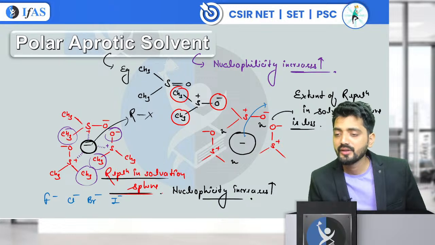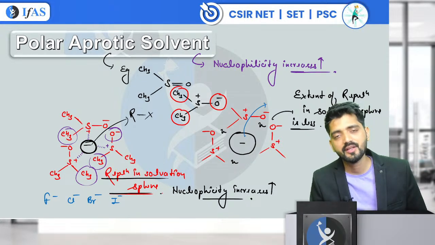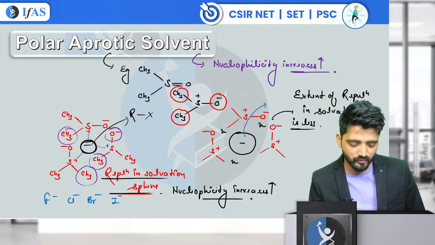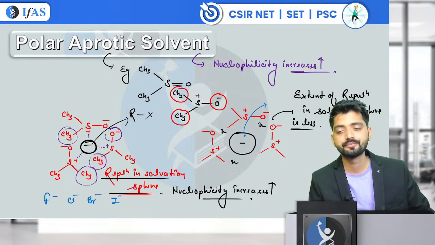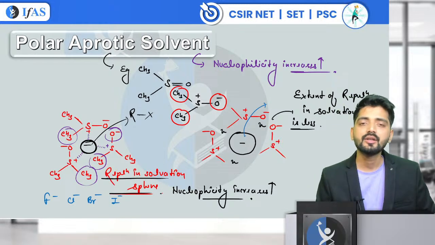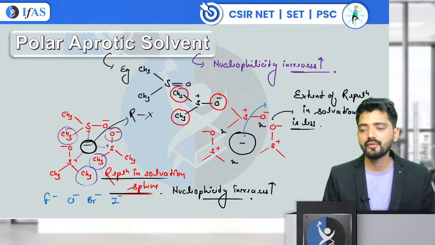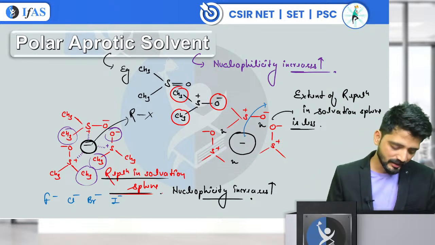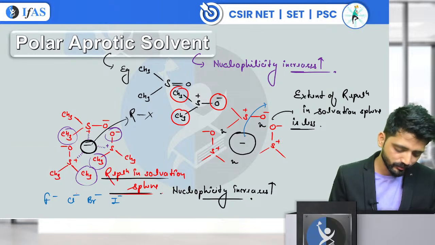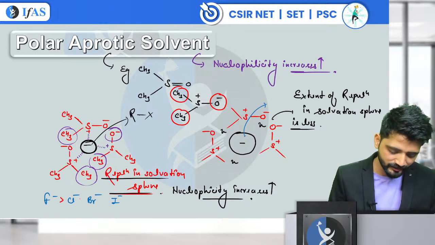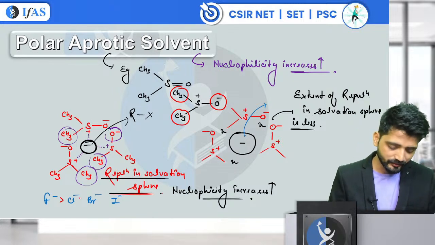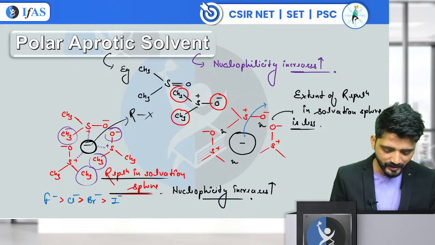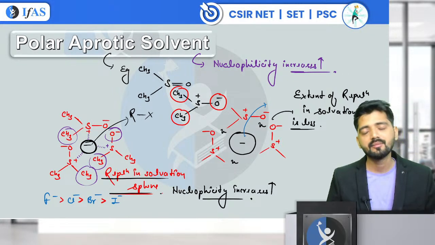Repulsion between the DMSO molecules causes the anion to escape easily and attack the substrate. Yes, very good. This is the same concept. So in a polar aprotic solvent, a smaller size anion will be more nucleophilic. So F minus for the first time is going to be more nucleophilic, then comes the Cl minus, then the Br minus, and then the I minus.